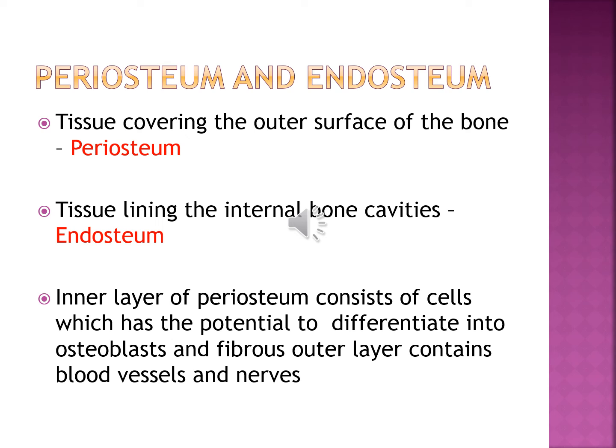So periosteum and endosteum, we know that the tissue covering the outer surface of the bone is called periosteum. The tissue lining the internal bone cavity, what we call endosteum. The inner layer of periosteum usually consists of cells which have the potential to differentiate into osteoblasts, and the outer fibrous layer contains blood vessels and nerves.